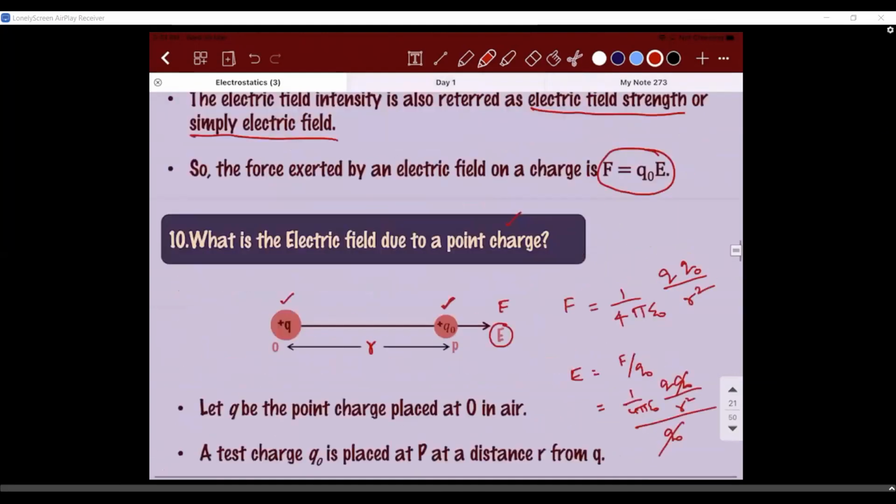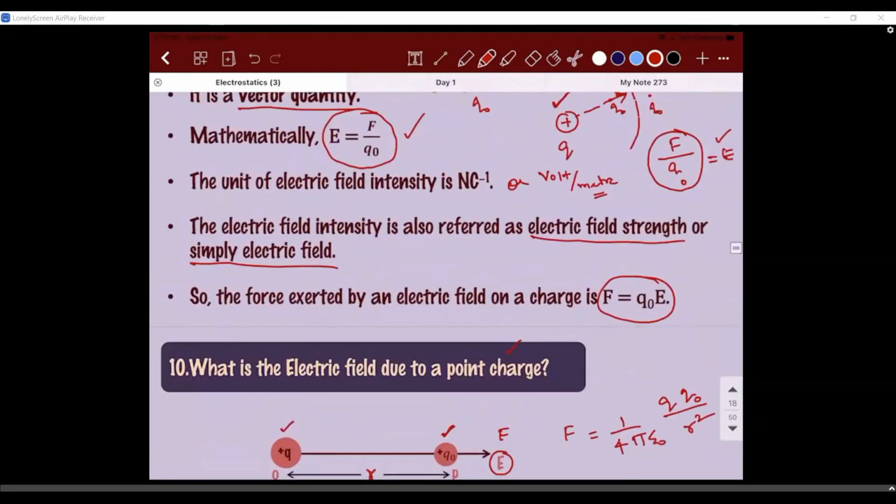Did you read the statement? The electric field intensity, read this. The electric field intensity is also referred to, in communication language, as electric field strength, or simply people call it electric field, because if you open your textbook, all the problems will not say calculate the electric field intensity. They will only say calculate electric field. You're able to understand. So by electric field, they're indirectly asking you what? Electric field intensity. That clarity you need to have.